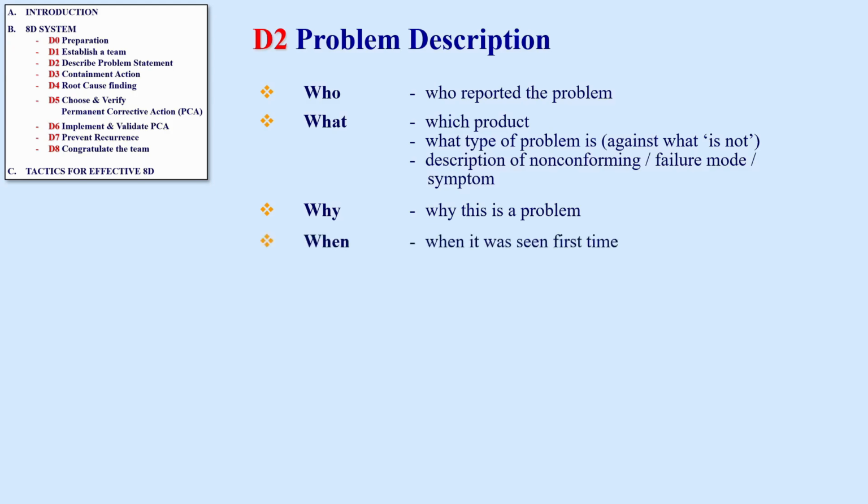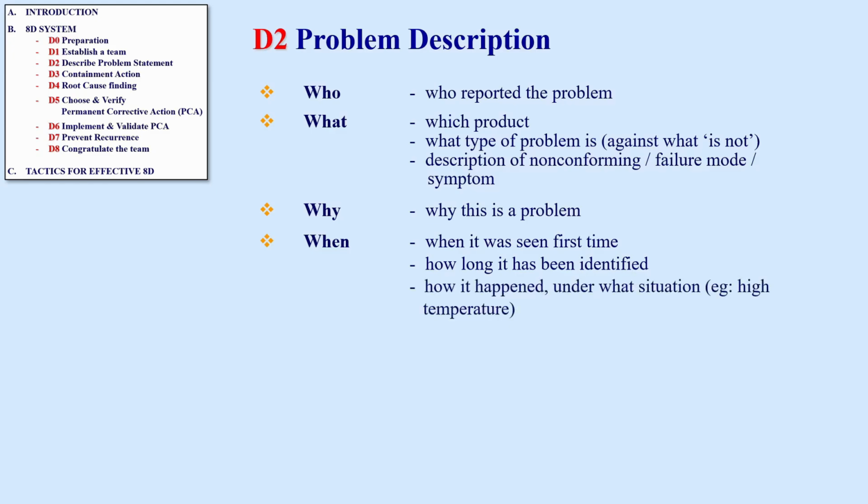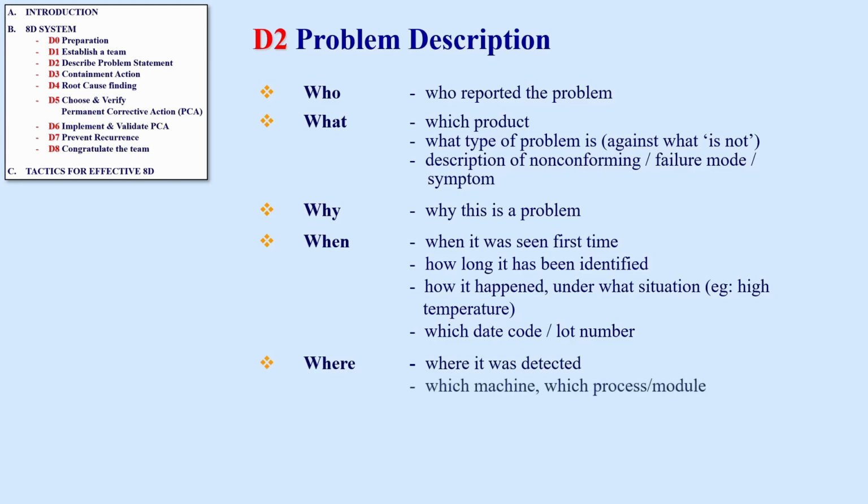When it was seen the first time. How long it has been there. How it happened, under what situation. For example, did it happen only under the high temperature test? Which date code, or lot number? Where it was detected? Which machine, which process, or which module? Where is the failure location?